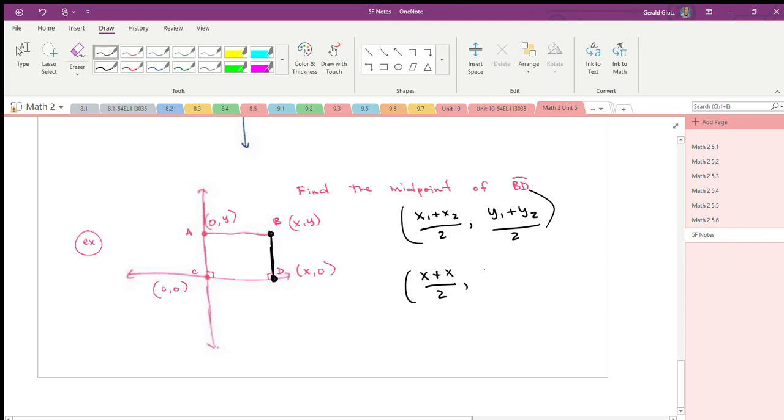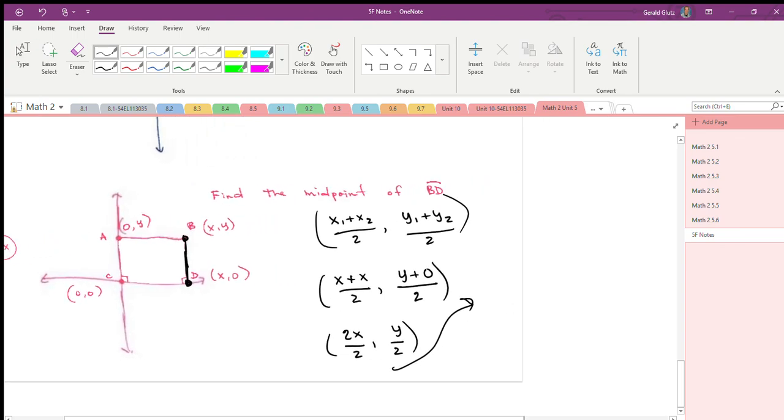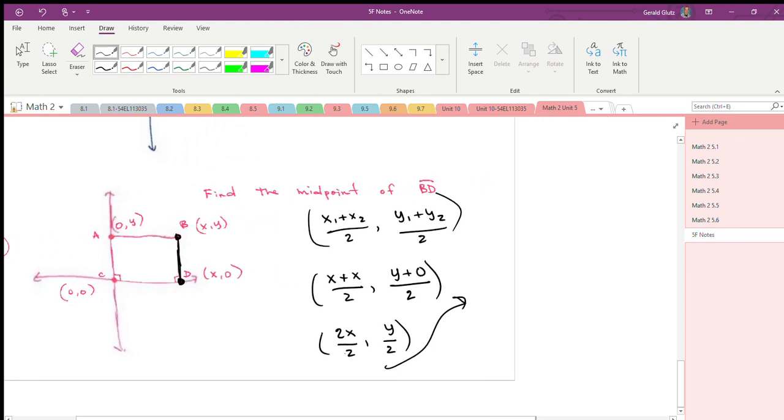So y plus 0 divided by 2. Now I just do a little math and I'll have my answer. So x plus x is the same as 2x. Y plus 0 is just y. So 2x divided by 2, that just becomes x. Y divided by 2 can stay y divided by 2. So that is our midpoint.